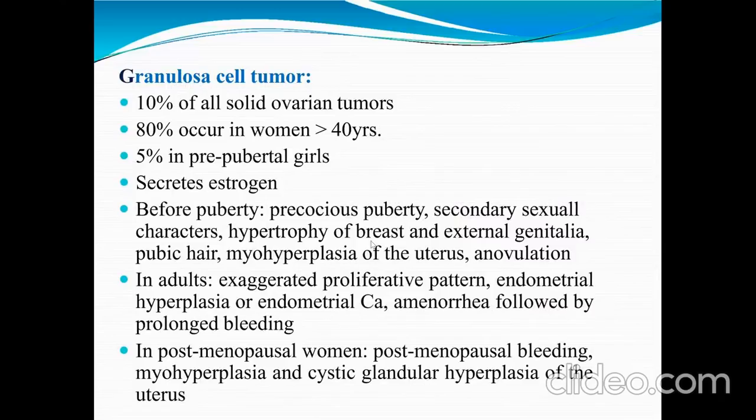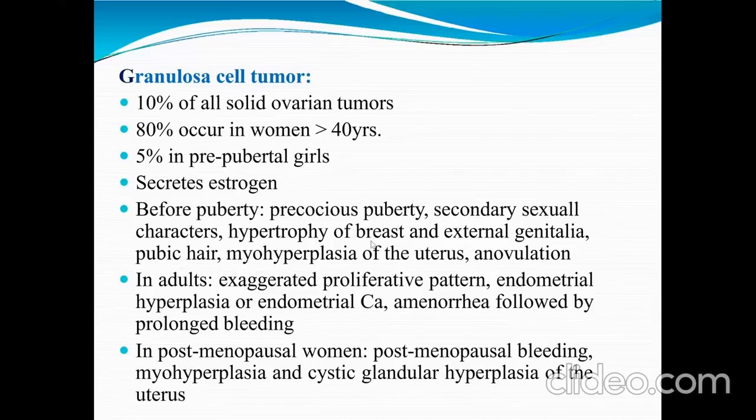Next, under the sex-cord stromal tumors, we have granulosa cell tumor. It consists of 10% of all solid ovarian tumors. 80% occur in women above 40 years, 5% in prepubertal girls. It secretes estrogen. Before puberty, it causes precocious puberty, secondary sexual characteristics, hypertrophy of breast and external genitalia, pubic hair, myohyperplasia of the uterus, and anovulation.